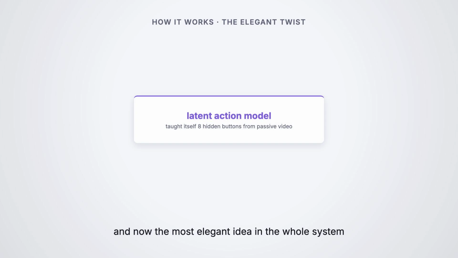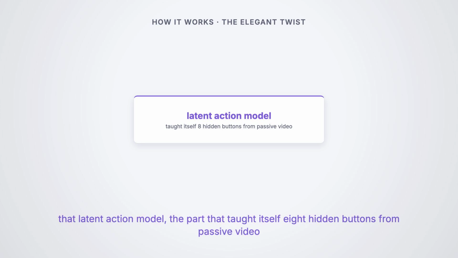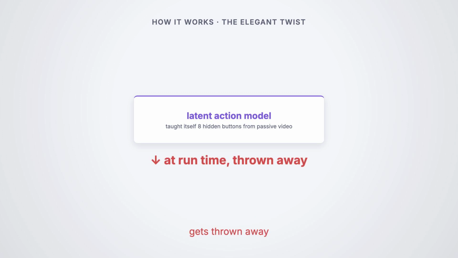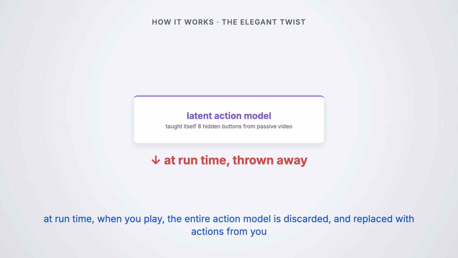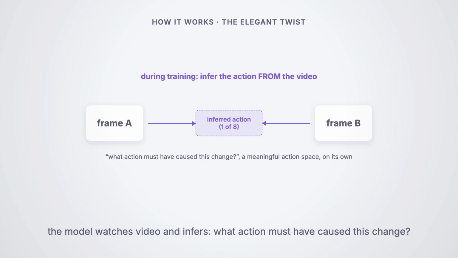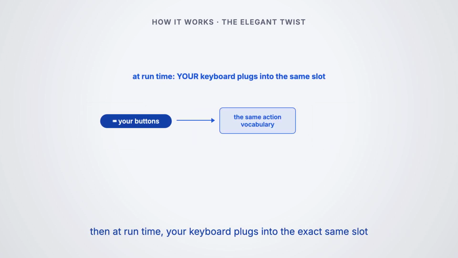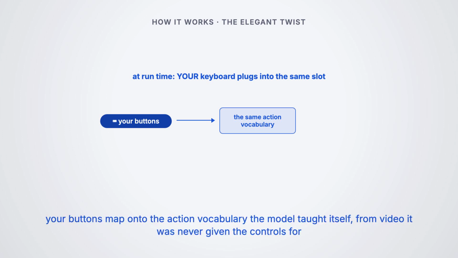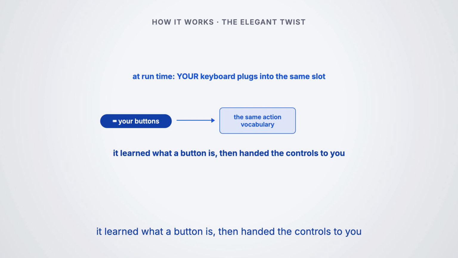And now the most elegant idea in the whole system. That latent action model, the part that taught itself 8 hidden buttons from passive video, gets thrown away. At runtime, when you actually play, the entire action model is discarded and replaced with actions from you. During training, the arrows point inward. The model watches video and infers what action must have caused this change. It builds a meaningful action space on its own. Then at runtime, your keyboard plugs into the exact same slot. The buttons you press map onto the action vocabulary the model taught itself, from video it was never given the controls for. It learned what a button is, then handed the controls to you.